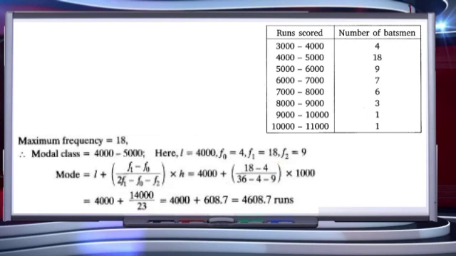Next is to substitute all these values in the given formula. Mode is L plus f1 minus f0 whole divided by twice of f1 minus f0 minus f2, into h. Here the width of each interval is 1000. So we substitute the values and solve, and on solving we get the mode as 4608.7. Students, remember that the mode of any data lies in the modal class only.